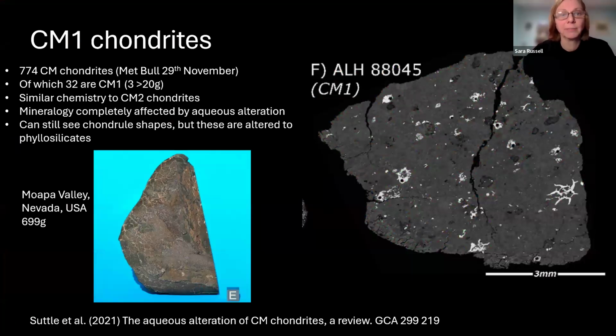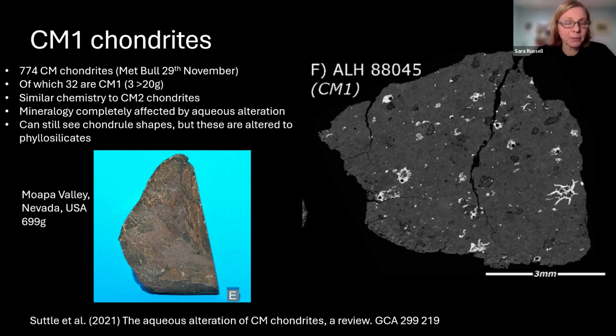I'm going to move on to CMs even faster. So, as I mentioned, CMs are one of the most abundant types of carbonaceous chondrite. In fact, there are 774 CM chondrites known, and of those, around 5% are classified as CM1 chondrites. In this talk, I'm not going to talk about type 1/2 chondrites, which are about the same number as the pure type 1 chondrites. Most of the CM1 chondrites are actually really, really small. The biggest one is Mwapa Valley from Nevada, which is shown there in the picture, but there are only 3 that are actually bigger than 20 grams.